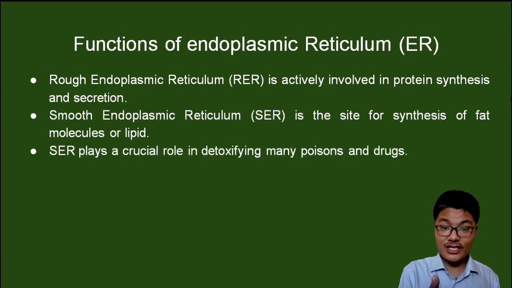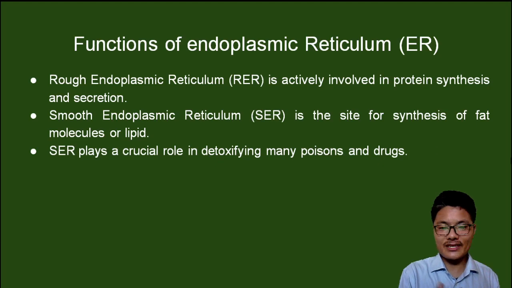There is another essential role of smooth endoplasmic reticulum in the liver cells. Liver cells have smooth endoplasmic reticulum, which is capable of detoxifying poisons and drugs. Detoxification here refers to removal of toxic substances. Toxic substances are harmful, and these should be removed from our system. So liver cells help in the removal of toxic substances.